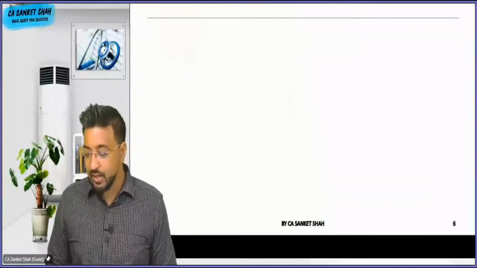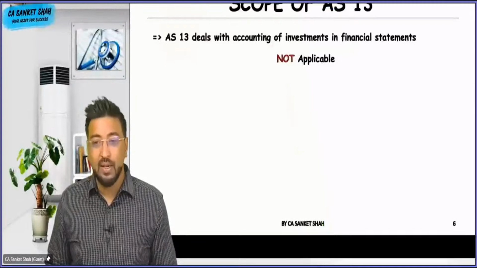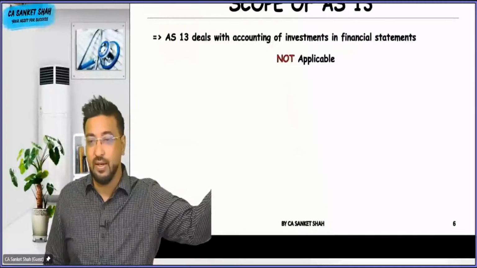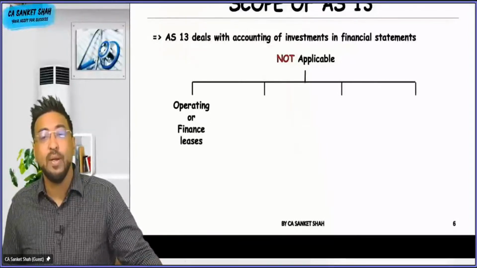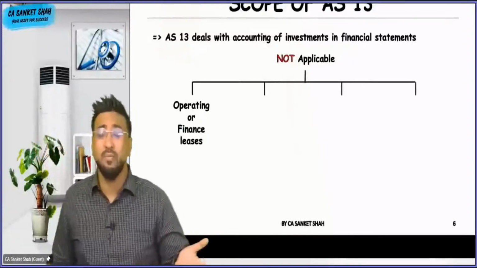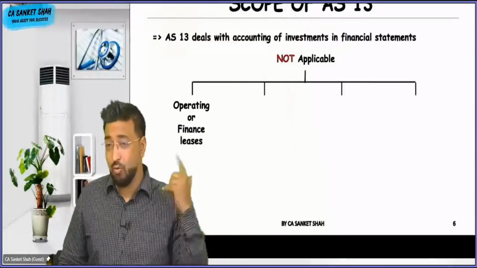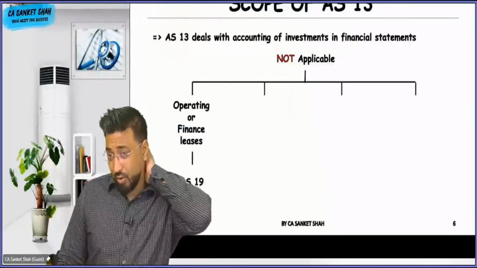Scope of accounting standard 13. It's not applicable to. Why? Because other accounting standards will take care of that investment. So investment in financial statement which are not applicable to operating or finance lease. Suppose if I invested in the premises of operating or finance lease, what accounting standard 19 will take care? I am not going to tell it now.